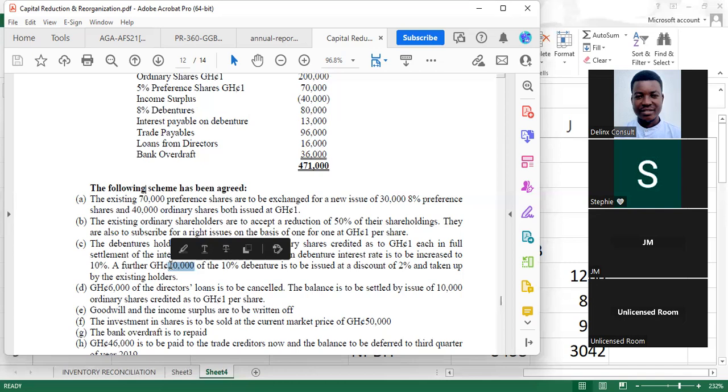So the debenture will still be 20,000. If you are giving me a discount, it doesn't mean you do not give me the value of the goods added to what I'm supposed to pay before you gave me the discounts.